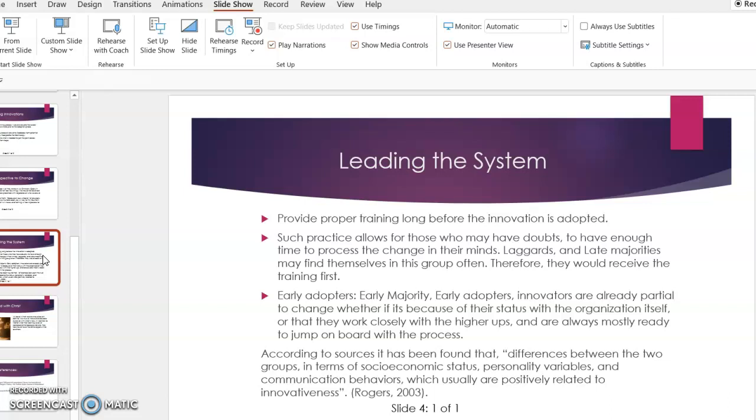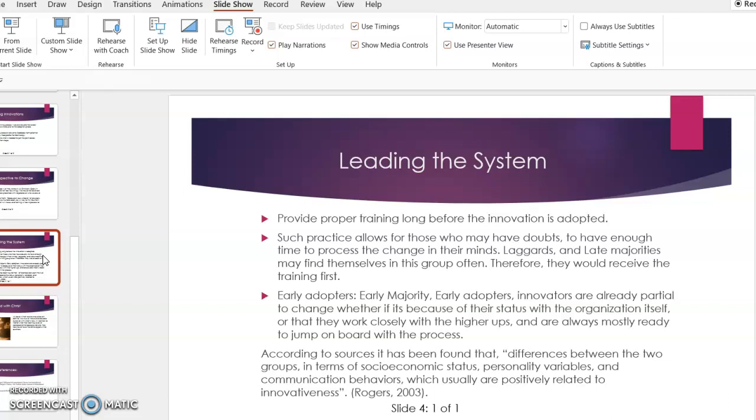Leading the system, provide proper training long before the innovation is adopted. Such practice allows those who may have doubts to have enough time to process the change in their minds. Laggards and late majorities may find themselves in this group often. Therefore, they would receive the training first.